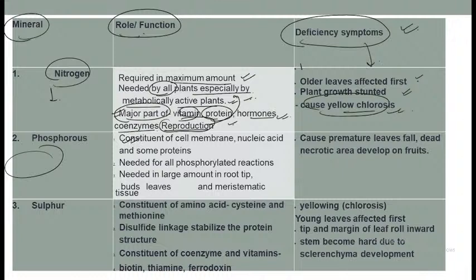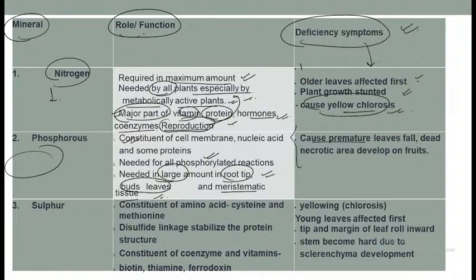So phosphorus is the constituent of what? It is the constituent of your cell membrane, nucleic acid, and some proteins required for all the phosphorylated reactions, and they're needed in large amounts where? In the root tips, in the buds, leaves, and the meristematic tissues, right?